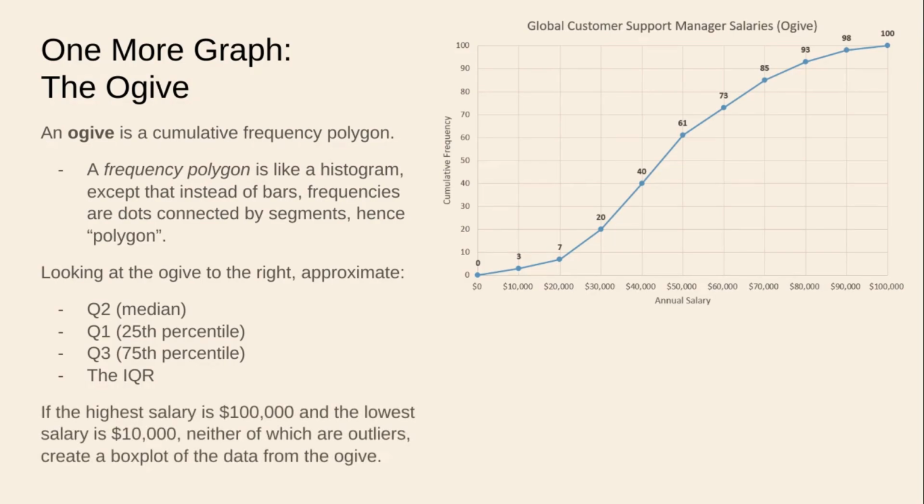If the highest salary is 100 grand and the lowest salary is 10 grand, say part-time job, neither of which are outliers, we're going to create a box plot of the data from the ogive. See if you can do it now that you know Q1, Q2, and Q3, and now you have that 10,000 and 100,000. Pause the video, give it a go, check your work against mine.